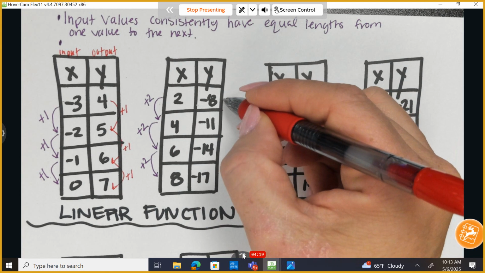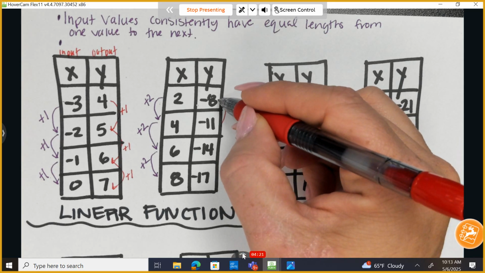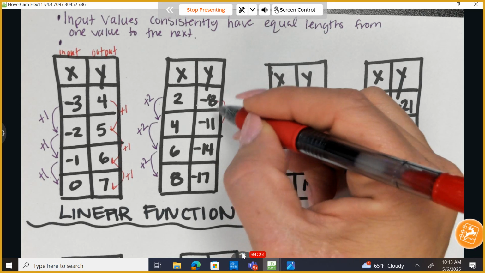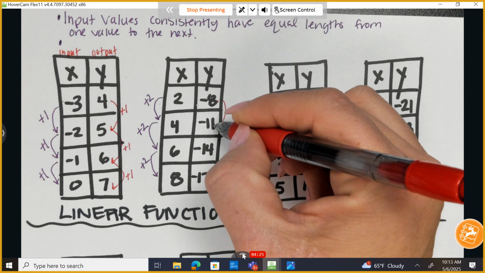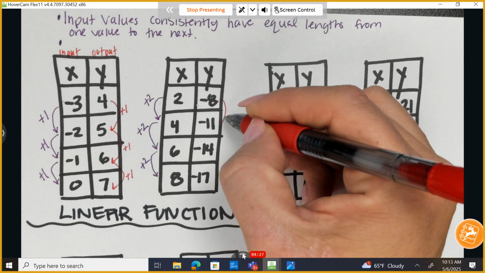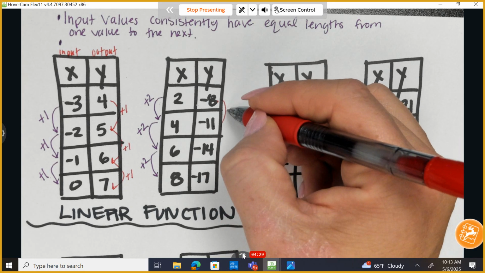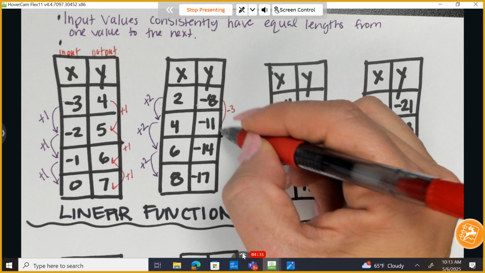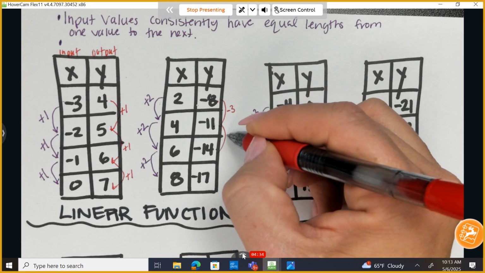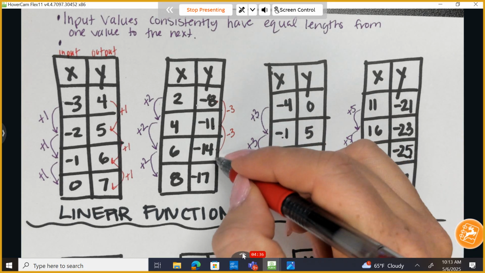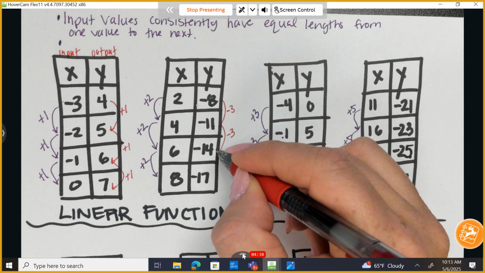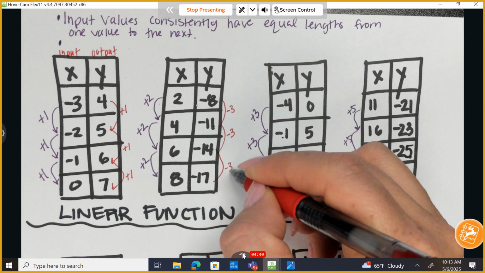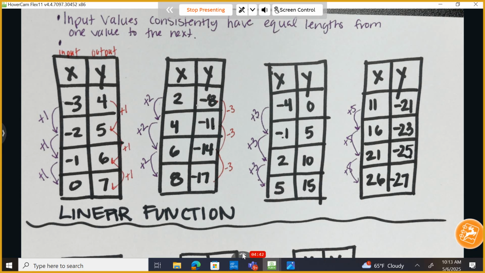Let's go to the next one. How do I go from -8 down to -11? -3, yep. I'm going to subtract 3. Nice job. How do I go from -11 down to -14? Subtract 3. How do I go from -14 down to -17? Subtract 3. Please do the same right now for the third and fourth table.